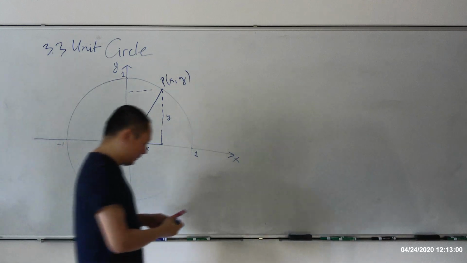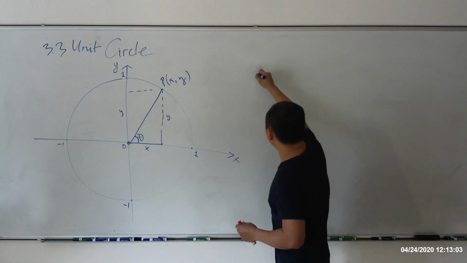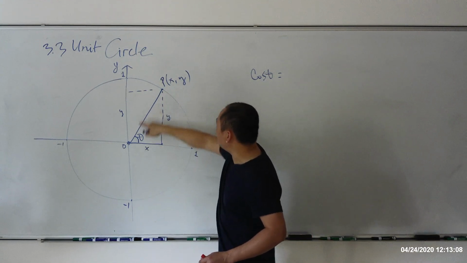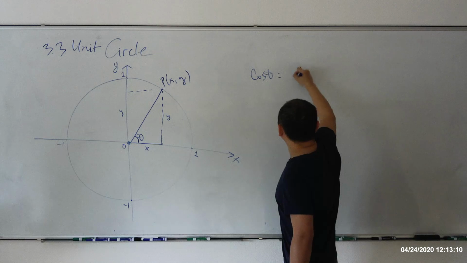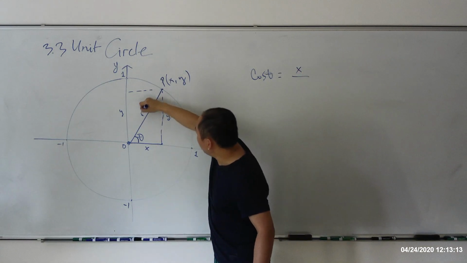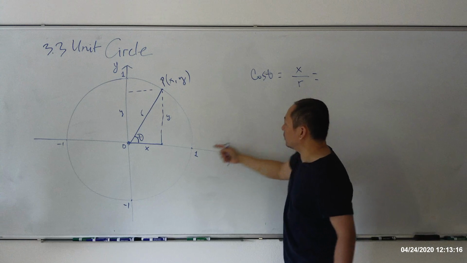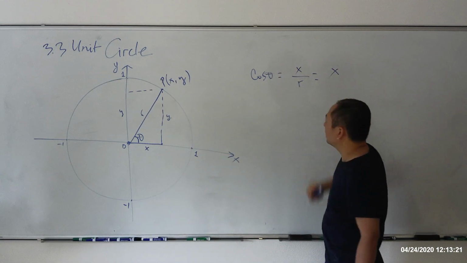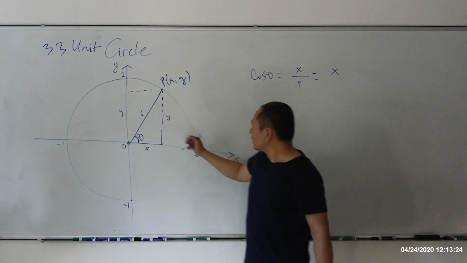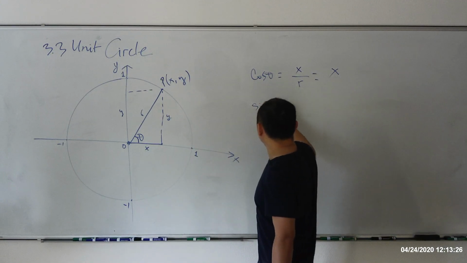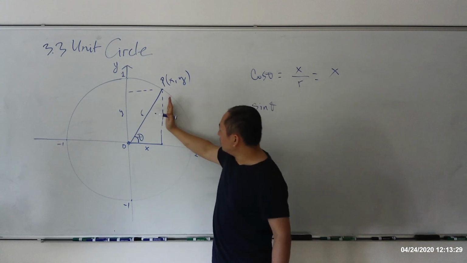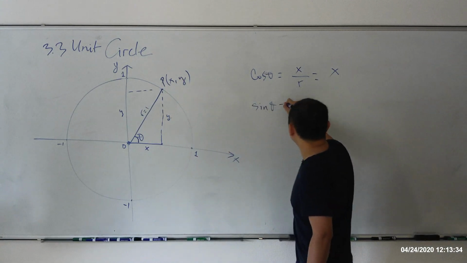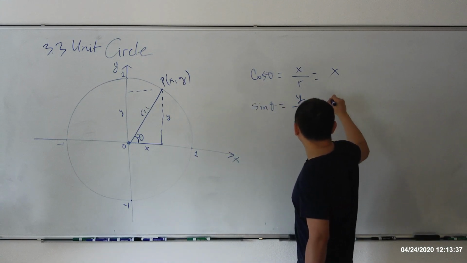Okay, as we learned before, cosine of theta. Cosine is adjacent over hypotenuse. So adjacent is x, hypotenuse is radius r right here, and r is equal to 1 because this is a unit circle. So basically, cosine of theta is equal to x. Similarly, what about sine of theta? Sine is opposite over hypotenuse. Opposite is y, hypotenuse is r, which is 1. So this is y over r, which is y over 1, which is y.